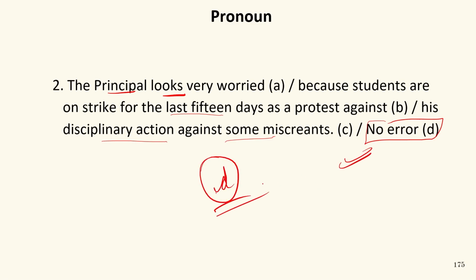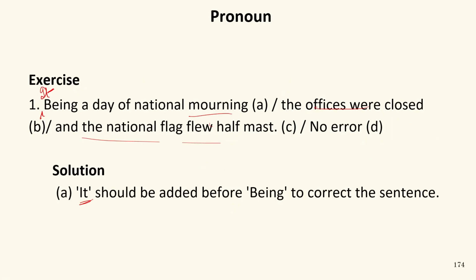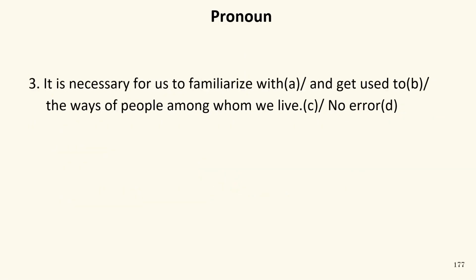If the sentence contains no error, then the answer should be marked D, that is no error. In the previous sentence, the error was in part A. So there the answer is A, that A part contains the error. Now let us look at the third sentence. It is necessary for us to familiarize with, get used to the ways of people among whom we live.